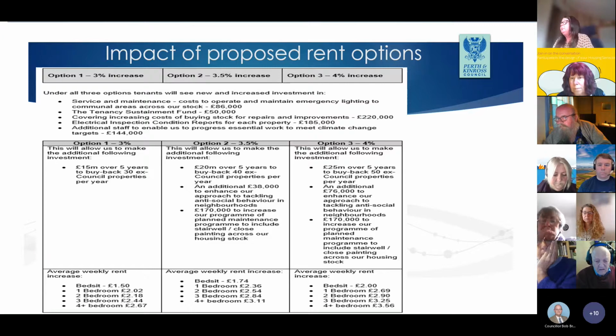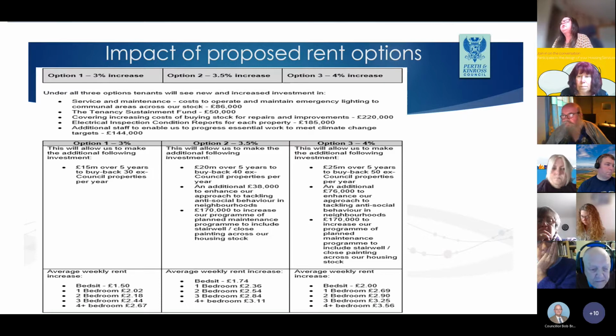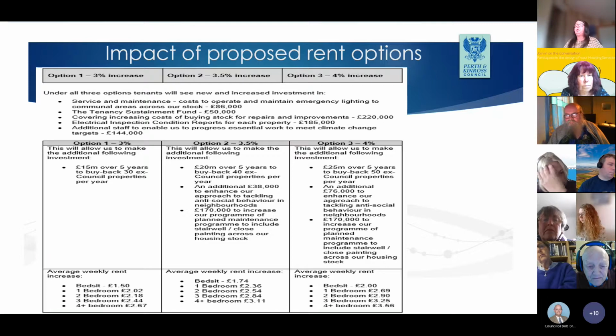Under option 2, we would be proposing an additional £20 million over 5 years to buy back 40 ex-council properties per year. There'd be an additional £38,000 to enhance our approach to tackling antisocial behaviour in neighbourhoods. This was a key area that came out from the feedback from the rent setting priorities. And also an additional £170,000 to increase our programme of planned maintenance to include stairwell, close painting across our housing stock. Under this option, average weekly rent increases would go from £1.74 for a bedsit up to £3.11 for a 4-bedroomed or larger.